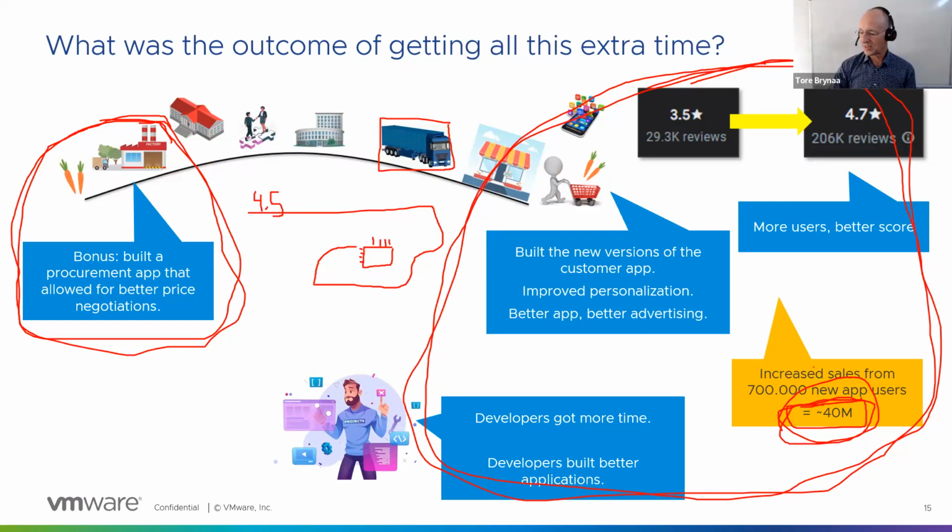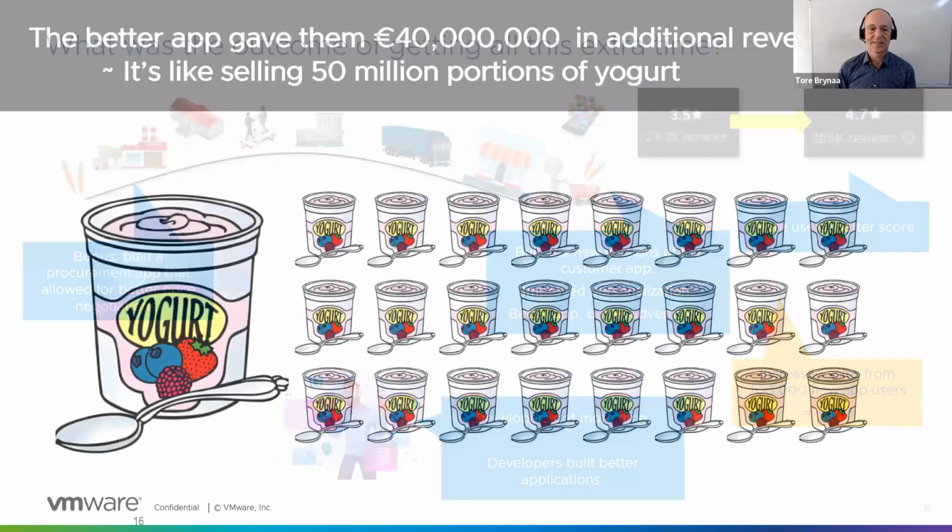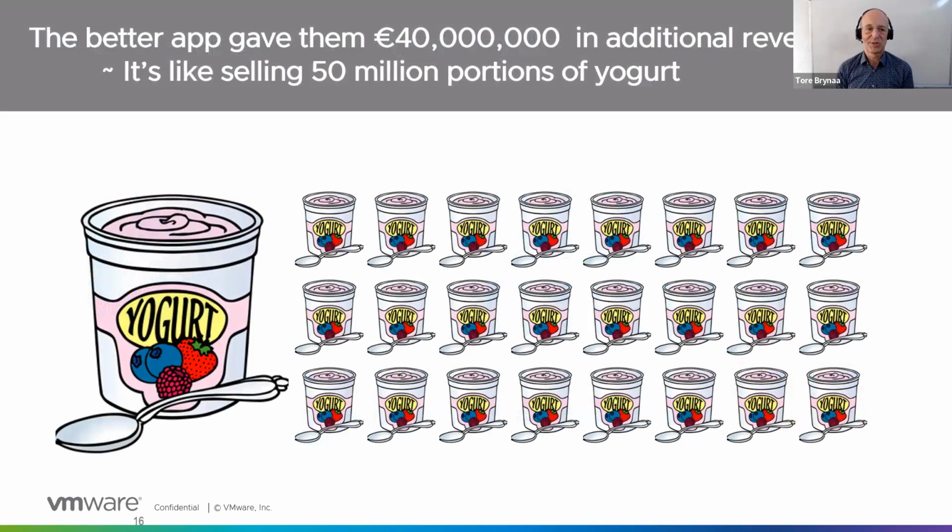So looking at the supermarket, back to the main story, back to the app. The 40 million in additional revenue was like selling 50 million portions of yogurt.